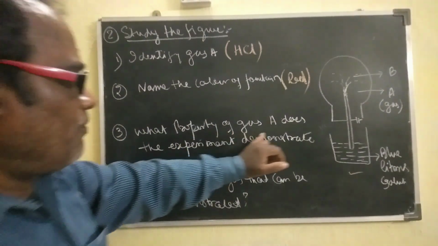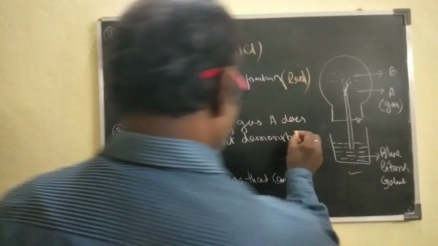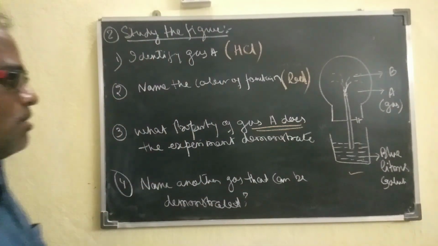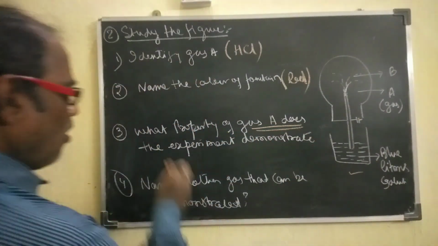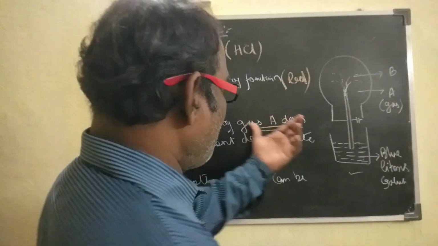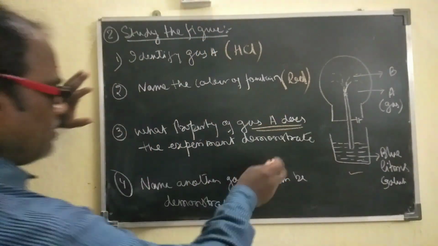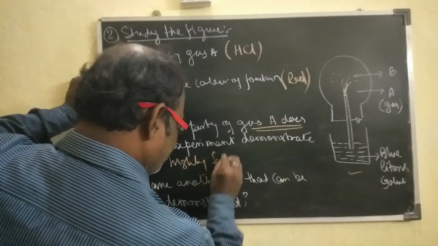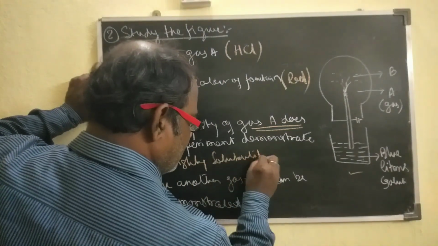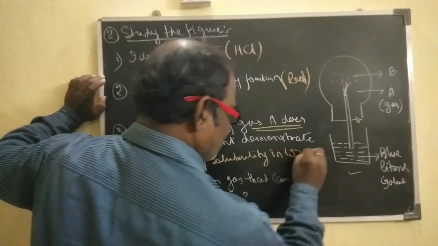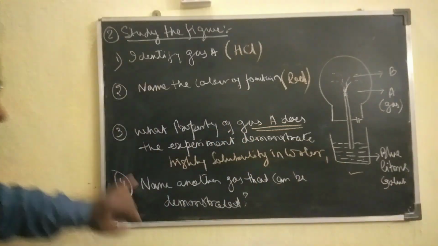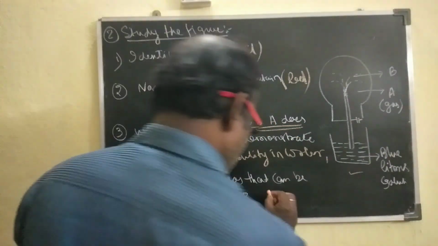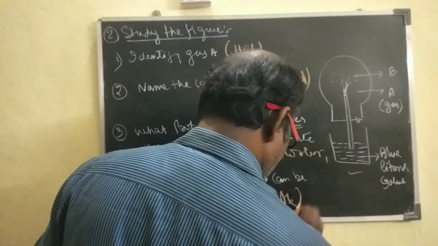Next, what property of gas A does the experiment show? Don't write anything extra, because here they have asked only the property of gas. So simply you have to write down here high solubility in water. Next, name another gas that can be demonstrated. In the next chapter you are going to read it, that is ammonia, NH3.